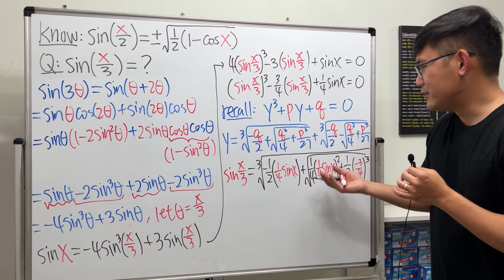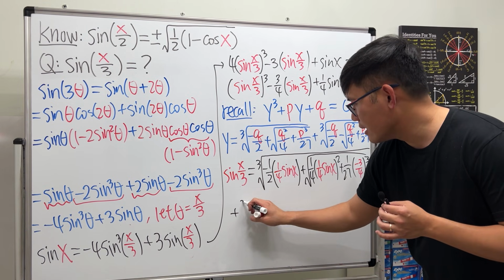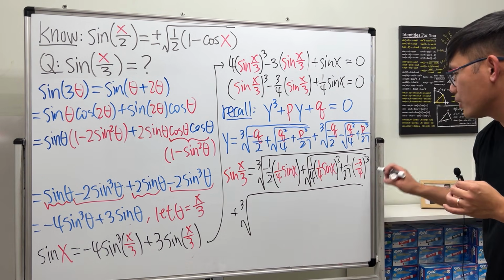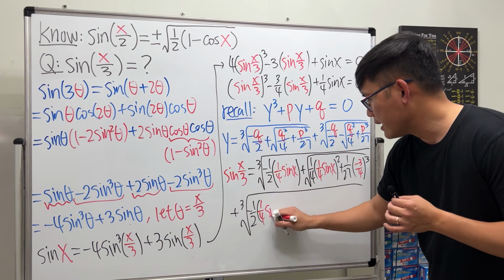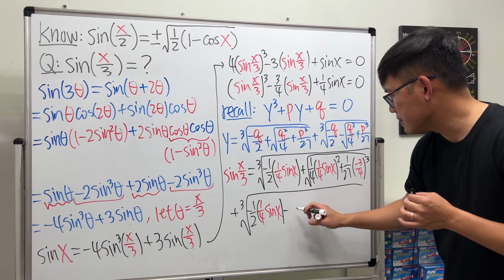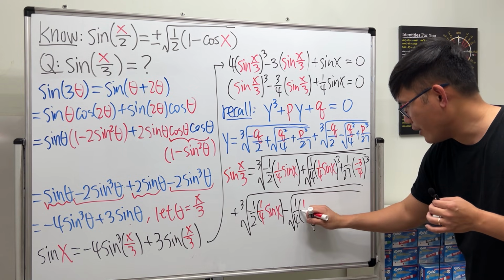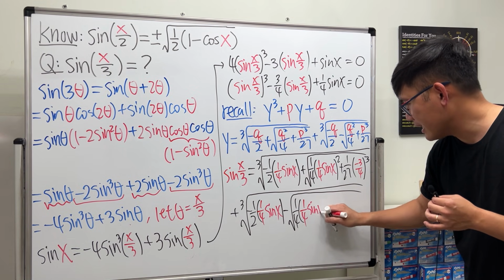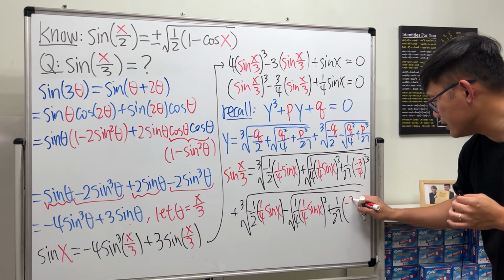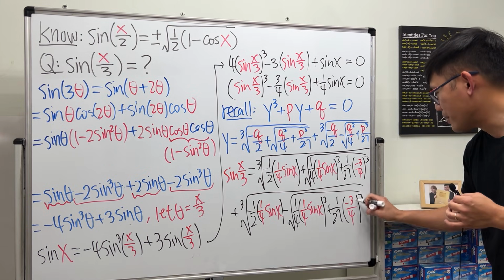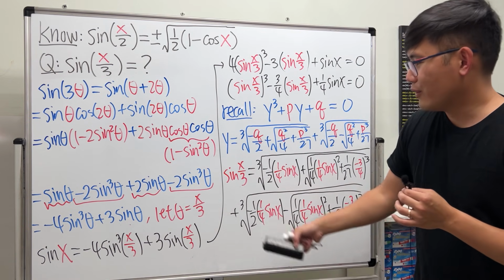And of course, the other part is pretty much the same thing, except you've changed this to a minus. So we are going to add another big cube root, and then the negative 1/2, parentheses, 1 over 4 sine x, and then minus the big square root, 1 over 4 times 1 over 4 sine x squared plus 1 over 27 times negative 3 over 4 to the third power. And there you have it. This is the formula for sine of x over 3.